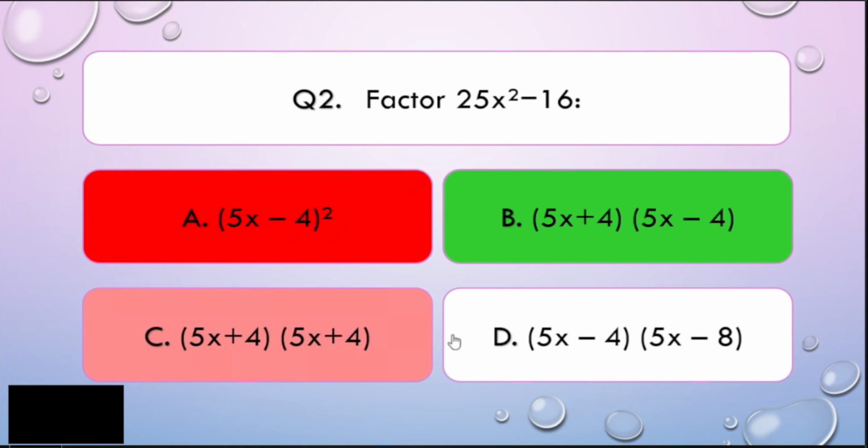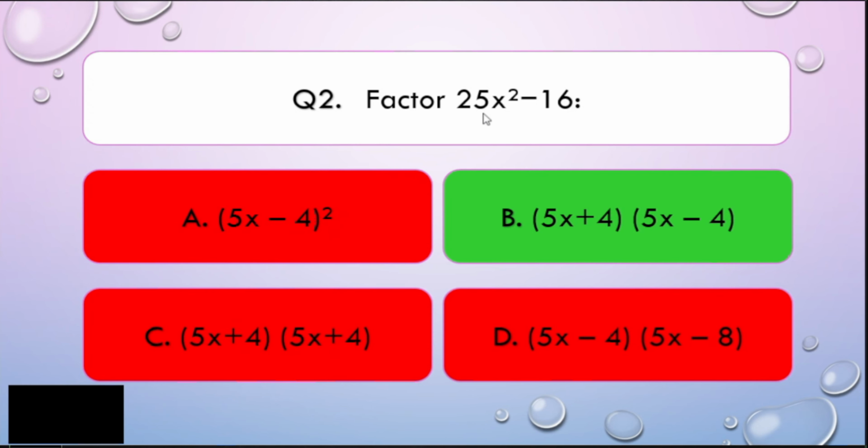Alright. Easy, right? Very easy, my dear math learners. Why is that so? Because for 25x squared, the perfect factors would be 5x and 5x. Of course, negative 16, when you factor it, would become positive 4 and negative 4.